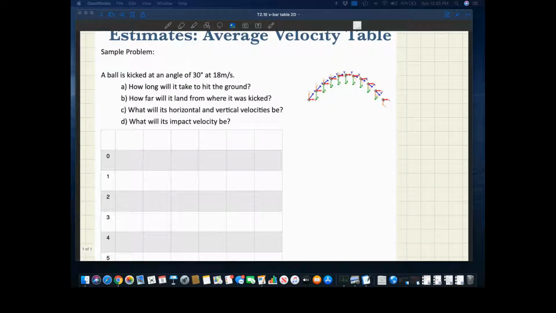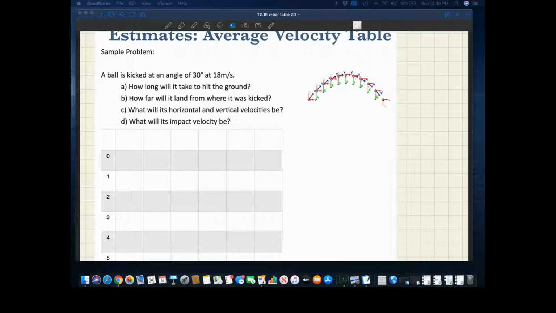So standard questions that we might be asked is when a ball is kicked at, say, for example, 30 degrees with a speed of 18 meters per second, how long will it be in the air? How long will it take to hit the ground? How far will it land from where it was kicked? And what are its horizontal and vertical velocities upon impact? And what will the impact velocity be? Even the impact velocity angle.